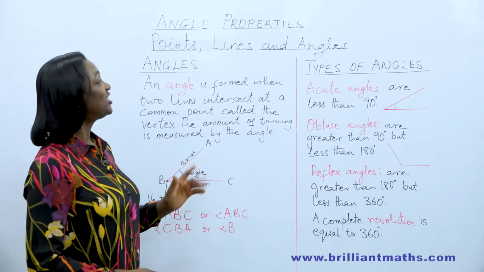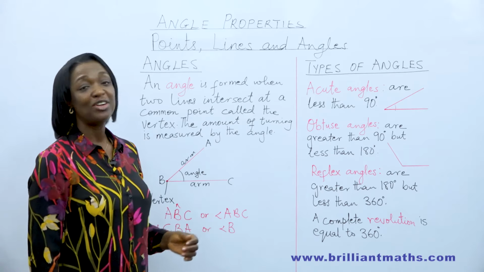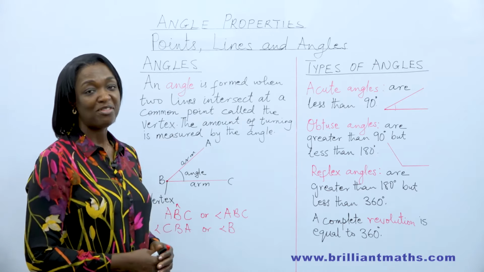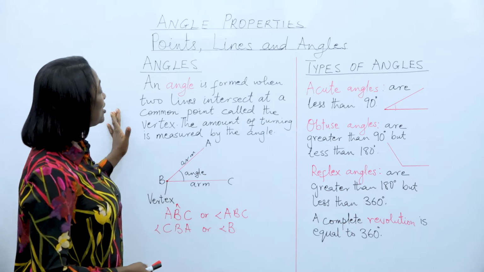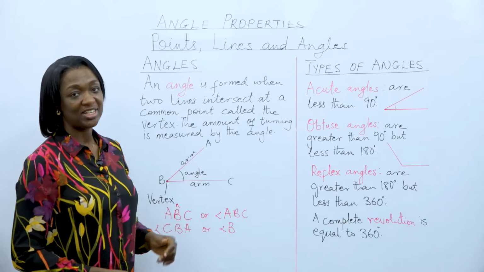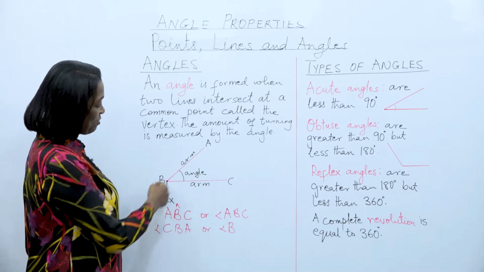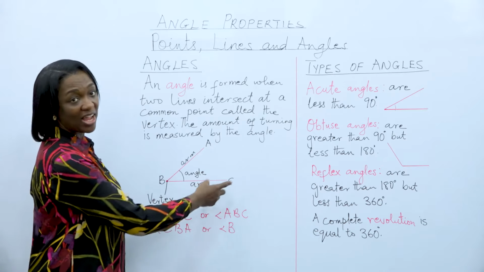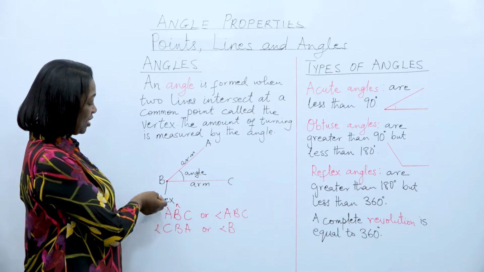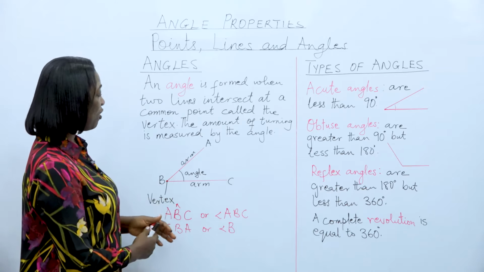Still looking at points, lines, and angles, we want to consider angles, what an angle is, and the different types of angles. An angle is formed when two lines intersect at a common point called a vertex. Like what we have here, we have two lines, line AB and line BC, and they meet at B. So B is the vertex, and that's where the angle is formed.